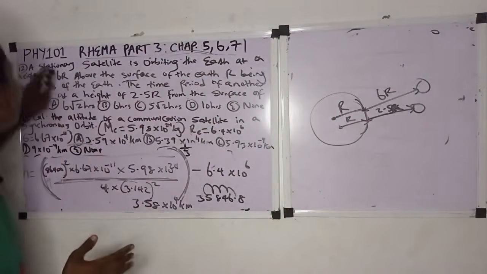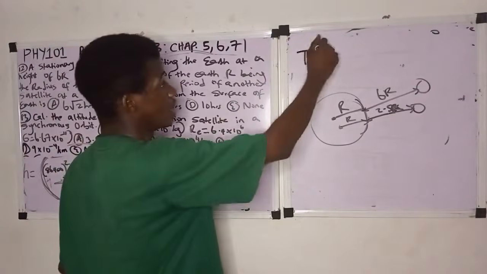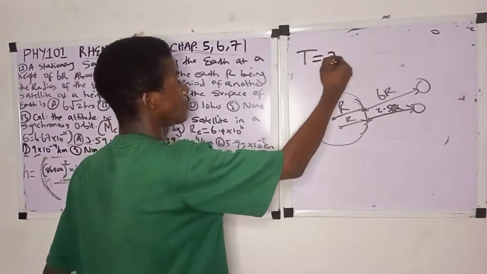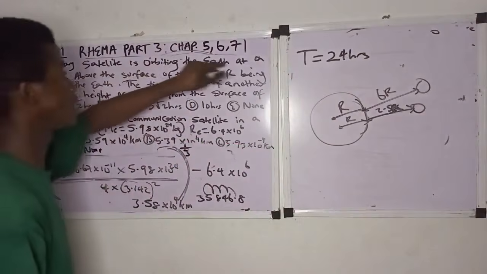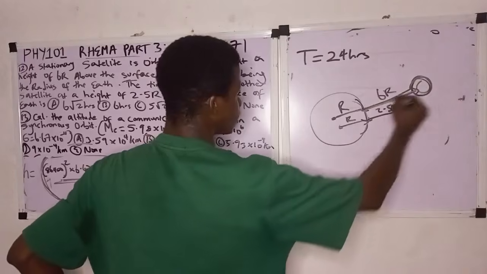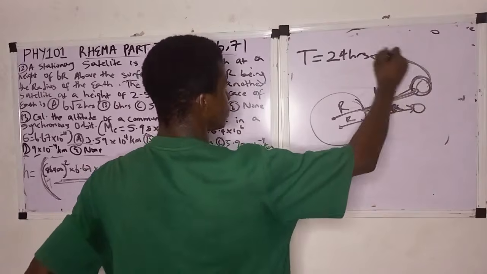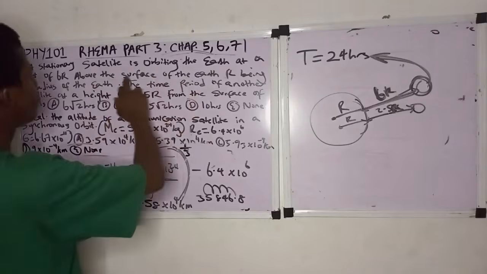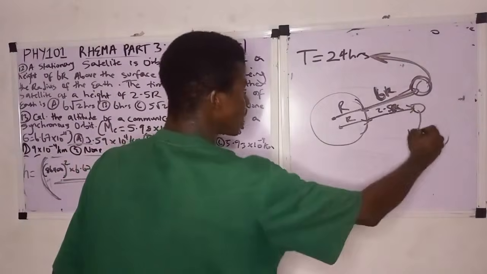It says a stationary satellite. Remember, a stationary satellite is a satellite that undergoes synchronous orbit, so the period for a stationary satellite is 24 hours. The stationary satellite is orbiting the Earth at a height of 6R above the surface, and its period is 24 hours. So we're looking for the time period of the other satellite.